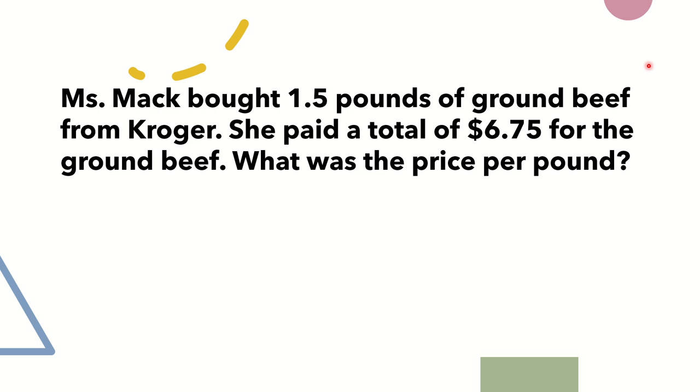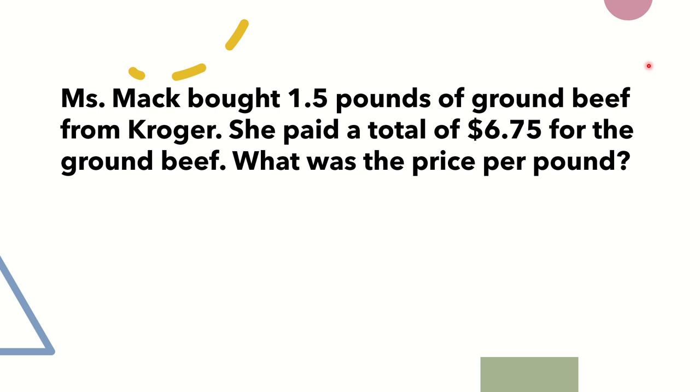Now let's look at some word problems, because I know we've been working with word problems and we need to be able to identify keywords and key items to let me know what I'm going to be doing. So we're going to be practicing cubes. We're going to be circling, underlining, and boxing in important information that we need to know. Ms. Mack bought 1.5 pounds of ground beef from Kroger's. She paid a total of $6.75 for the ground beef.